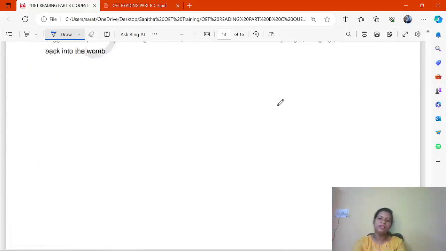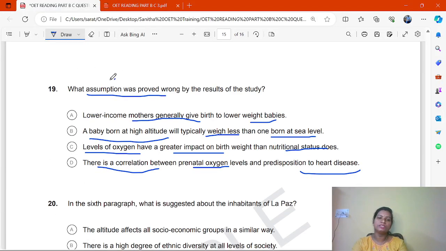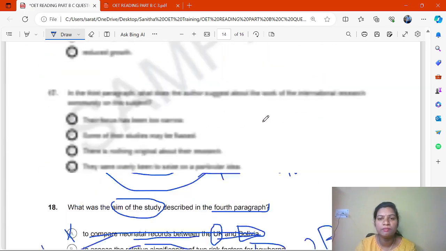Okay, what is the question they are asking? What assumption was proved wrong by the result of the study? Low income mothers generally give birth to lower weight babies. Yes, low income mothers generally give birth to lower weight babies.